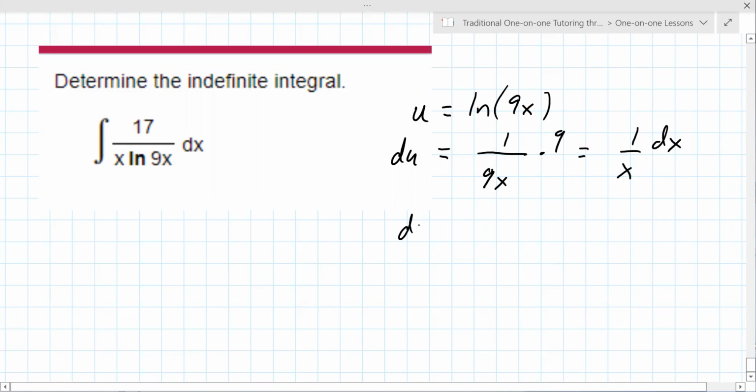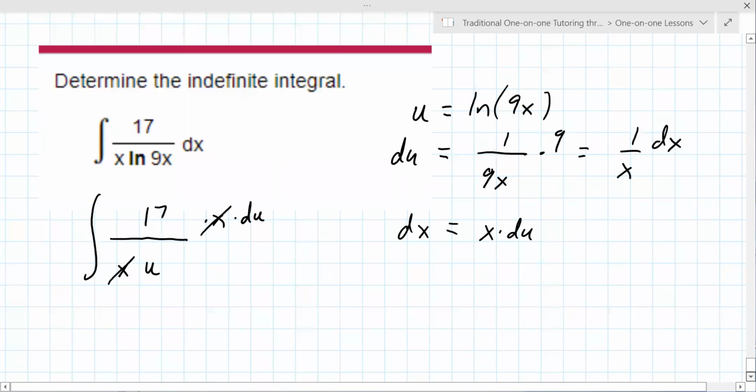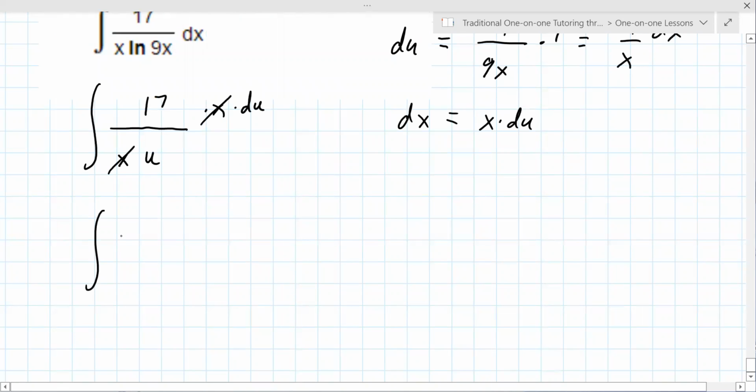And again, I recommend solving for dx. dx is x times du. So now you plug in for what you have, always your u, and then always for your dx, which is x times du. And when you do, the x's cancel. So it really works out nicely. 17 comes out, 1/u du. And this is another one of those natural logs from the last problem. Natural log absolute value of u plus c.